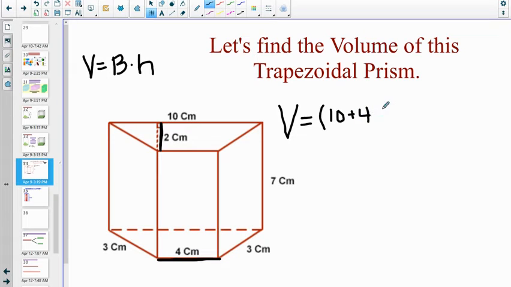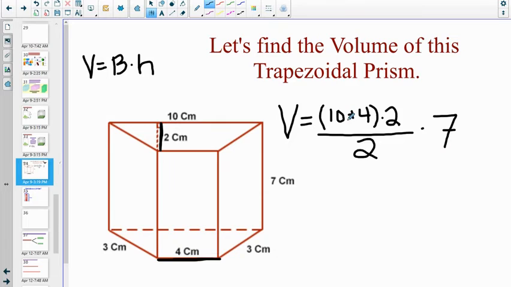Then we take the sum of the bases and multiply by the height of the trapezoid. That was that 2 centimeters. And then we divided that by 2. So base 1 plus base 2 times the height divided by 2. There is the area of the trapezoid. That's this part of my volume formula, area of the base times the height. And the height of the prism is this 7. The distance between the top base and the bottom base is 7 centimeters. And so once I get done with this whole thing, I will multiply it by 7.